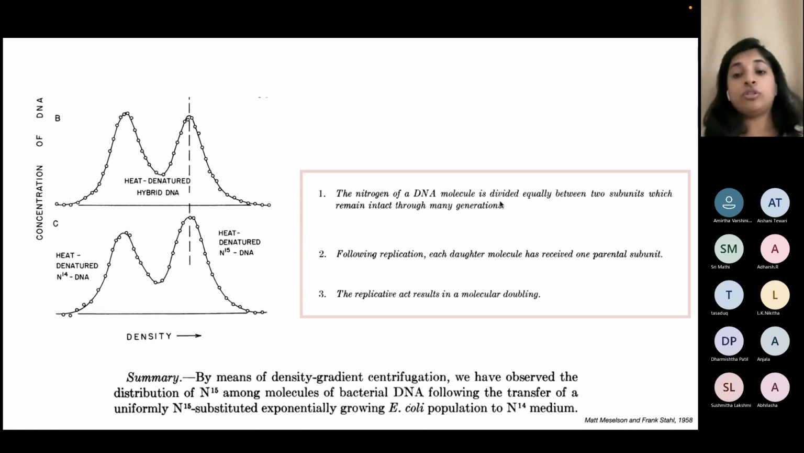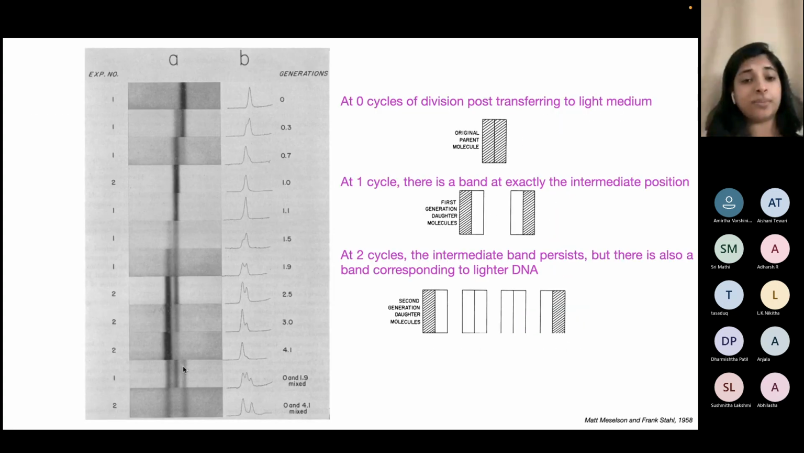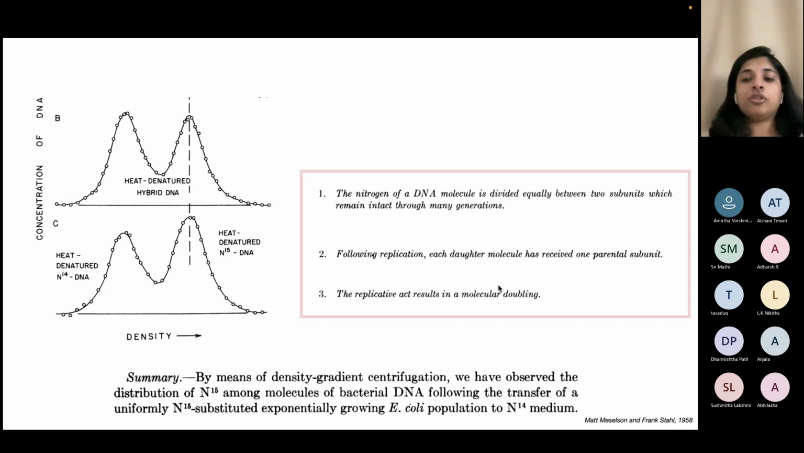One was that the nitrogen of a DNA molecule is divided equally between two subunits, which remain intact through many generations. That is why they saw this intermediate peak always; if it had been chopped up, the intermediate peak would have been lost. But here we can see in this experiment that there is always an intermediate peak. Following replication, each daughter molecule has received one parental subunit and the other is the newly synthesized strand. The replicative act results in molecular doubling. So at the end of DNA replication, instead of one times the entire DNA pool, there is two times the entire DNA pool.